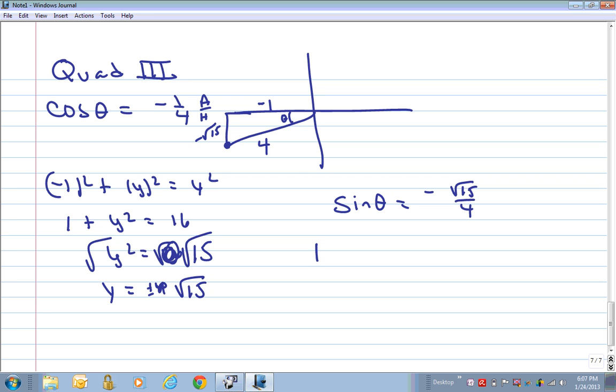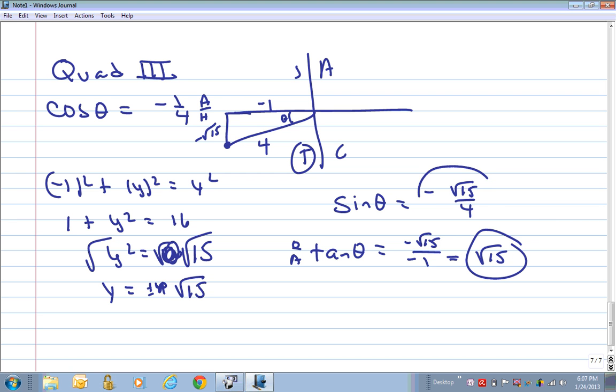And then let's also do the tan of theta. Tan is opposite over adjacent. So opposite would be negative square root of 15 over adjacent, which is negative 1. Plus, what do we know? All Students Take Calculus, tan is positive in the third quadrant, and that's a negative over a negative, making it positive square root of 15, and that would be my tan value. That would be my sine value, and we know sine is negative, so that makes sense.